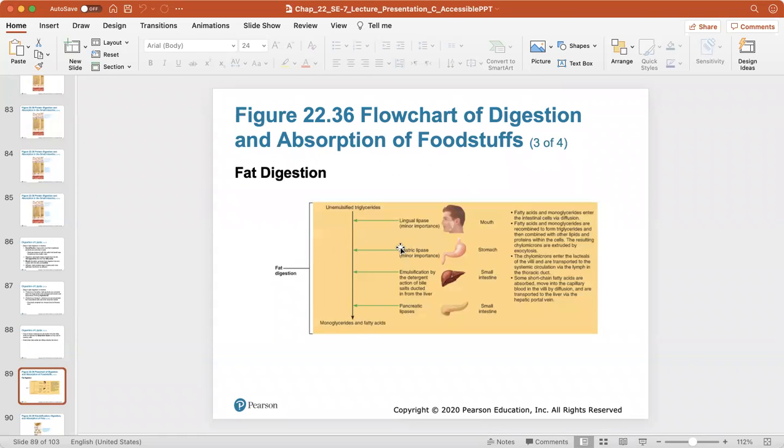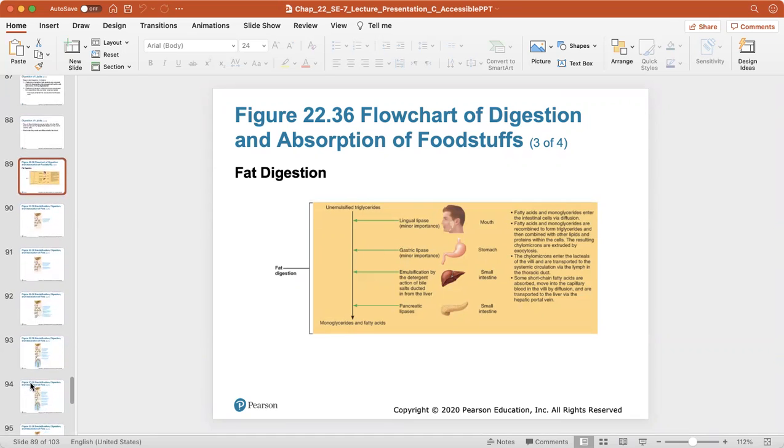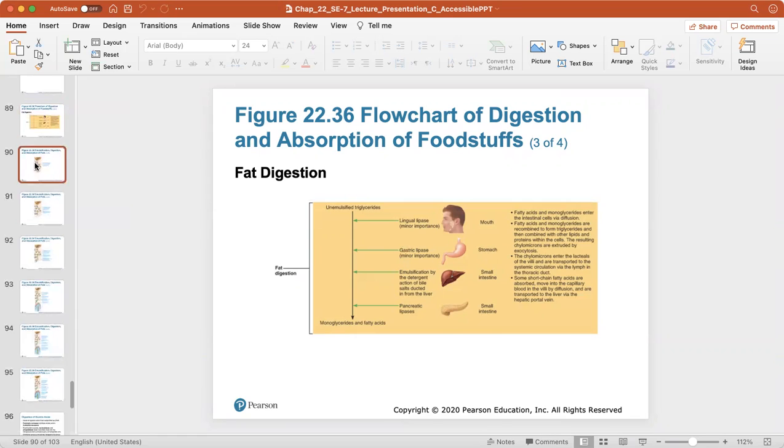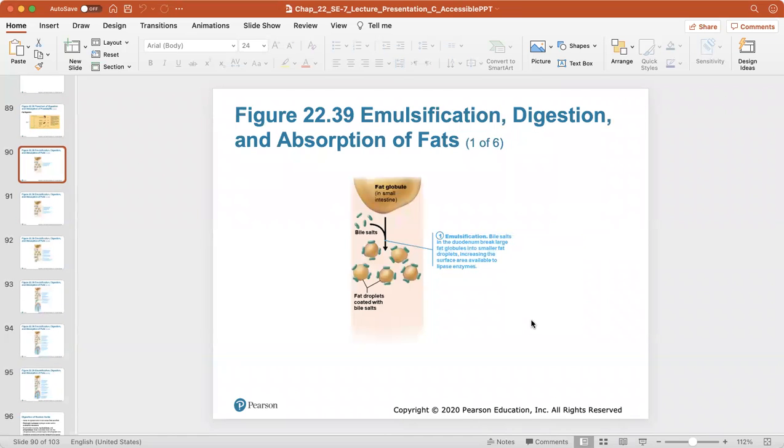So let's take a look at the flowchart of digestion and absorption of the lipids then. Again, it starts in the mouth and then it continues with pancreatic lipases in the small intestine, and we'll go through the steps. So emulsification involves the bile salts in the duodenum breaking down fat globules into smaller fat droplets, increasing the surface area available to these lipase enzymes.